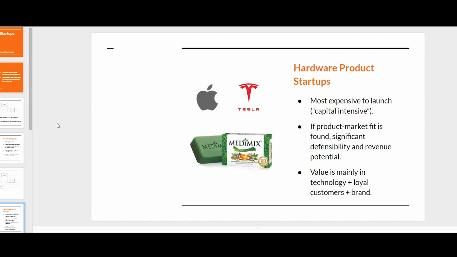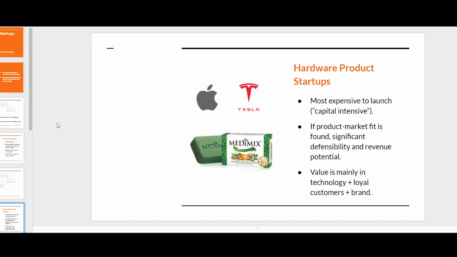So talking about hardware product startups, it does not necessarily have to be an iPhone that is called a hardware product, right? It could even be Medimix soap, which means there's some proprietary technology that goes into building or manufacturing the product. And if product market fit is found, which means that the market is willing to pay for the product, then there is significant defensibility and revenue potential.